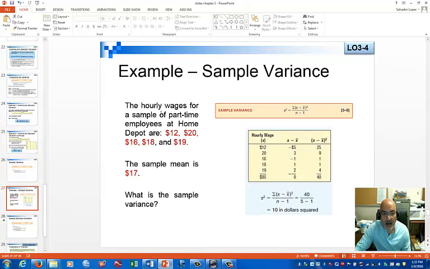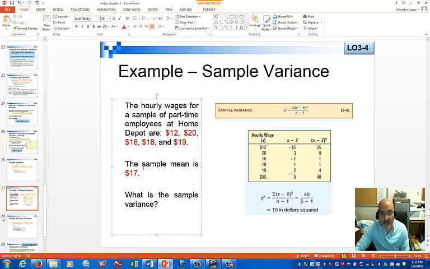For example, the hourly wages for a sample of part-time employees at Home Depot, notice that it says a sample, are 12, 20, 16, 18, and 19. Well, how do we calculate the sample variance? First, we need to calculate the mean. Add these numbers, divided by 5, that gives us 17.